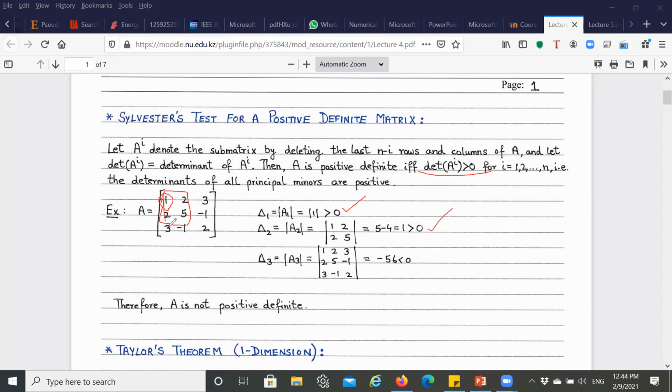So we have to take the matrix of size 3 by 3 and calculate the determinant. You know how to find the determinant, right? Cramer's rule, there are many other ways to do that. You get minus 56, which is less than 0. This does not satisfy the condition. Therefore, this matrix is not positive definite.